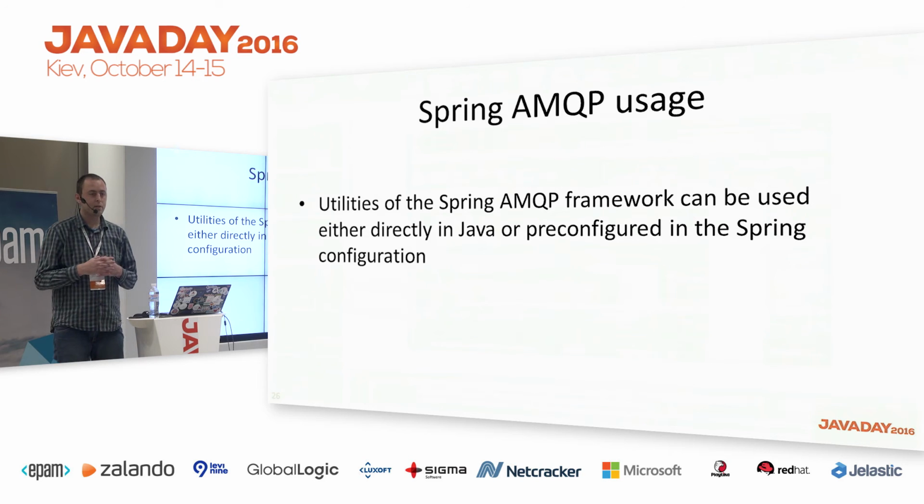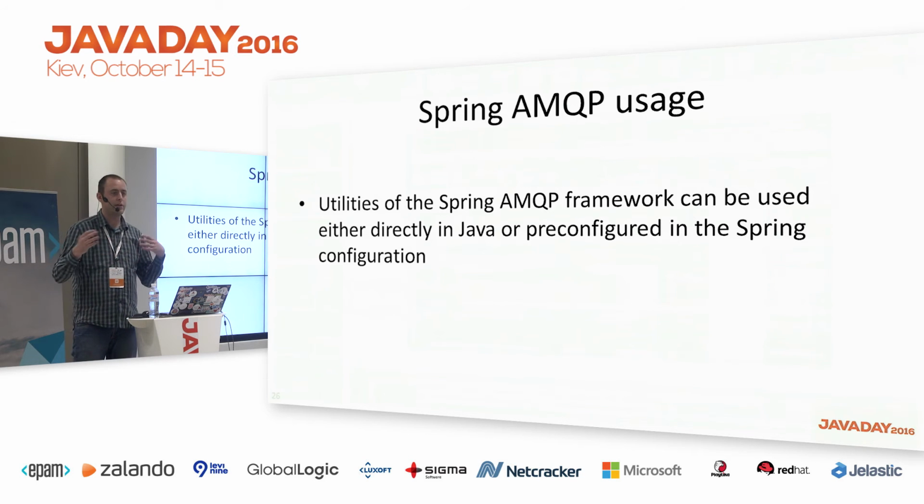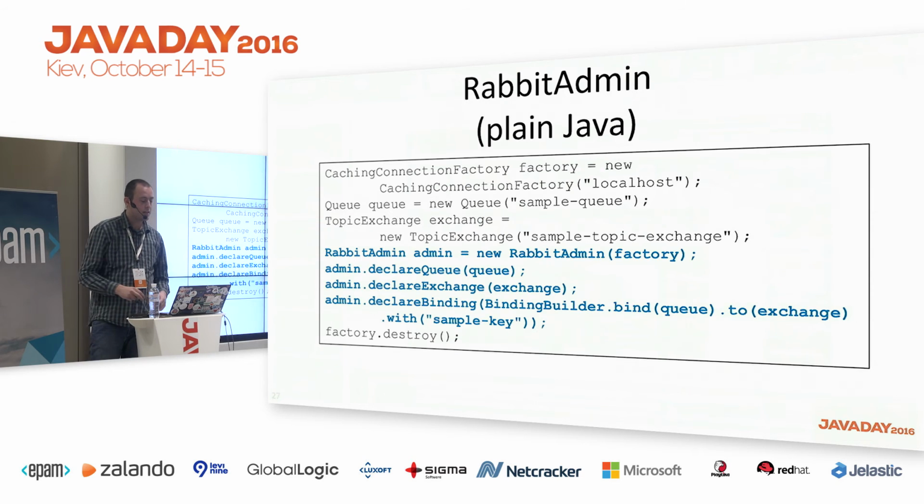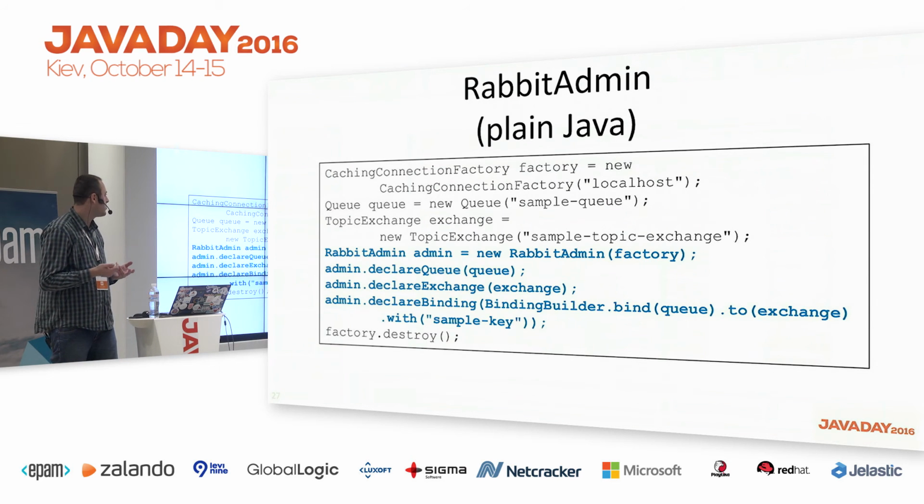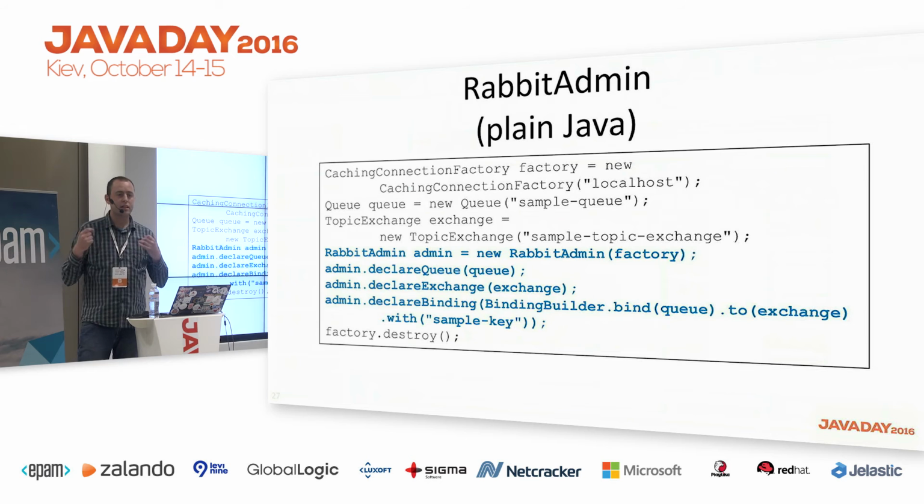Typically, utilities of the Spring AMQP framework can be used directly in Java code or via Spring configuration, whether that's XML or annotation based, as we shall see. So this is how, for example, you may use a RabbitAdmin utility. You create an instance of a caching connection factory, which is a Spring-specific class that represents a factory for creating TCP connections to the RabbitMQ message broker.